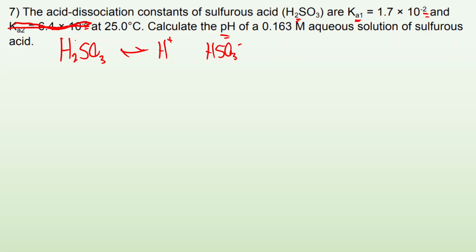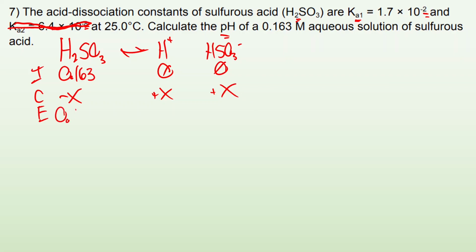So initially, you know, let's make an ice box. My initial concentration of H2SO3 is 0.163 molar, and for H plus it's 0 and HSO3 minus it's 0. We use up some amount of H2SO3, so minus X some amount, and we'll create some amount of H plus and some amount of HSO3 minus, so plus X for those. So at equilibrium, H2SO3 is 0.163 minus X, H plus is X, and HSO3 minus is X as well.